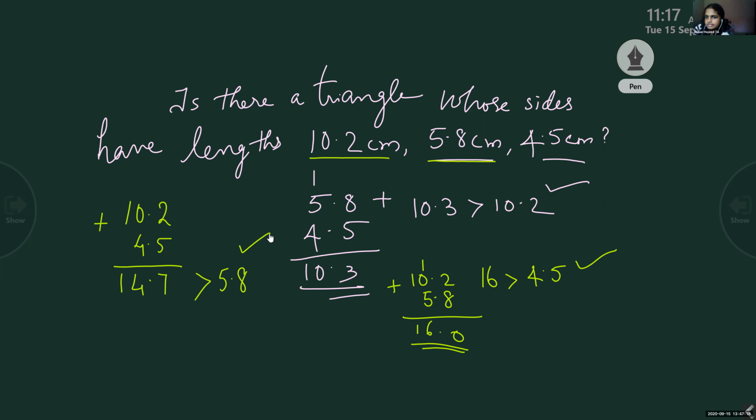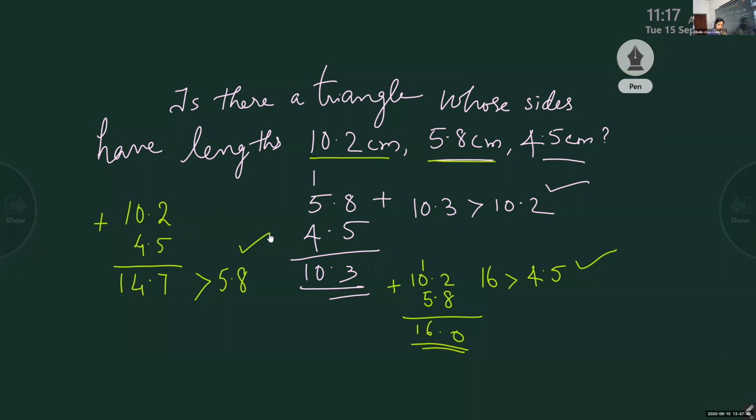You have to write with all these steps, not one below the other. You have to write the steps. And then write: sum of any two sides of this triangle is greater than the third side. So it is possible to draw the triangle.